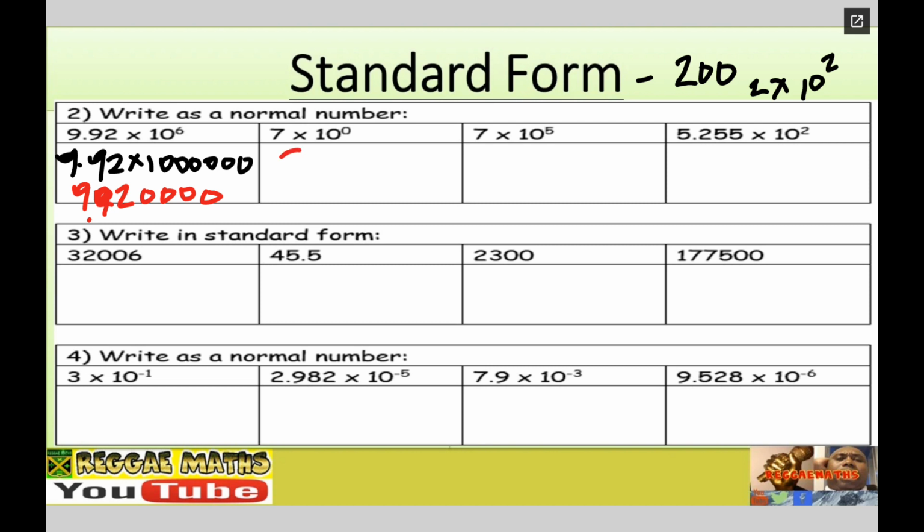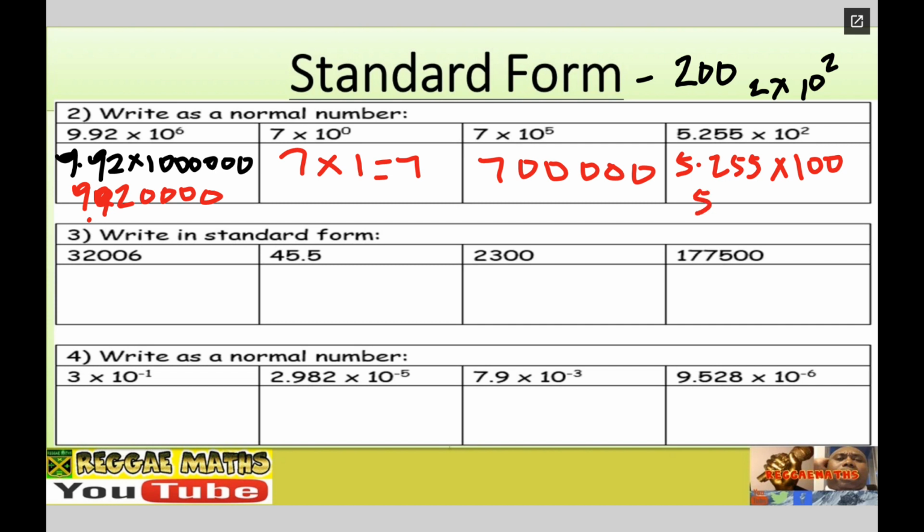10 to the power 7 times 10 to the power 0, so it's 7. Anything raised to the power 0 is 1, so your answer there is 7. 10 to the power 5 is 100,000. Now 5.255 times 10 to the power 2, so it's 100. So we've got 5.255 times 100, and your answer is 525.5.